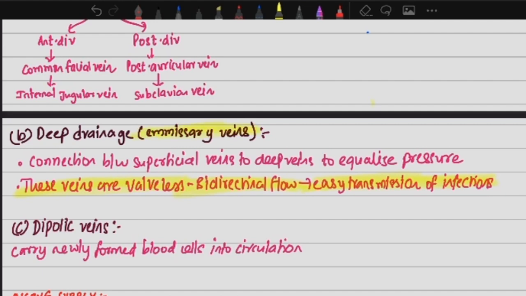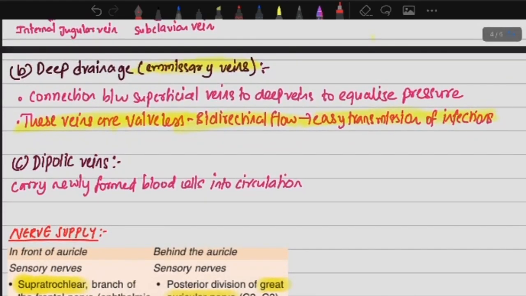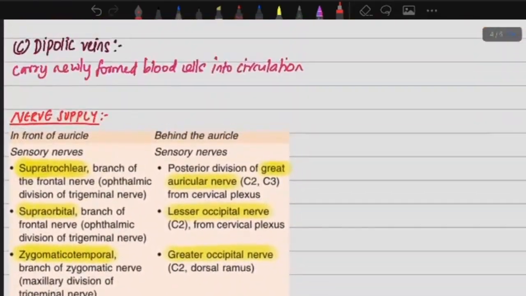Emissary veins connect the superficial veins and deep veins. These are valveless and they have bidirectional flow, and due to these properties, there will be easy transmission of infections. Next, we have diploic veins. The work of these diploic veins is that they carry the newly formed blood cells into the circulation. Okay, now the nerve supply.